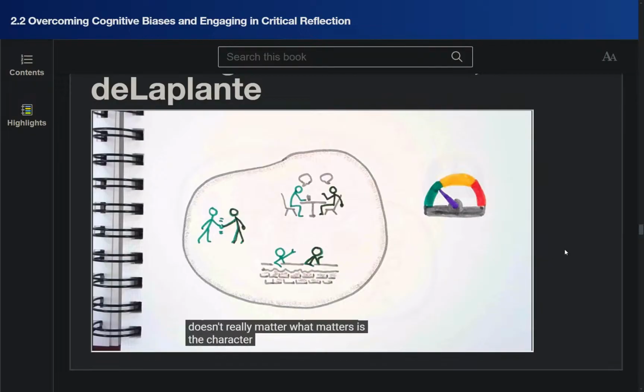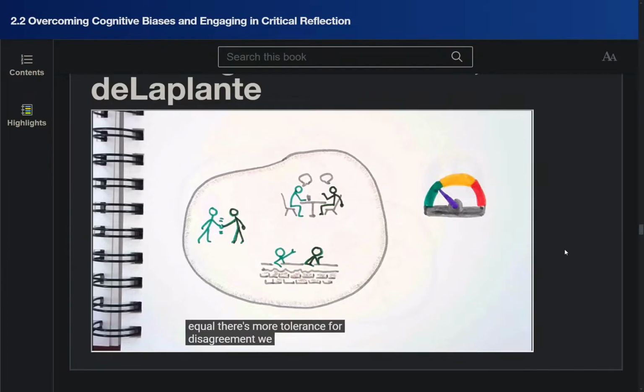What matters is the character of the disagreement: how disagreement is interpreted and managed. On the right, I've got a polarization meter. It indicates how polarized these groups are. If it's in the green, as it is here, that's a lower level of polarization. With lower levels of polarization, all other things being equal, there's more tolerance for disagreement.